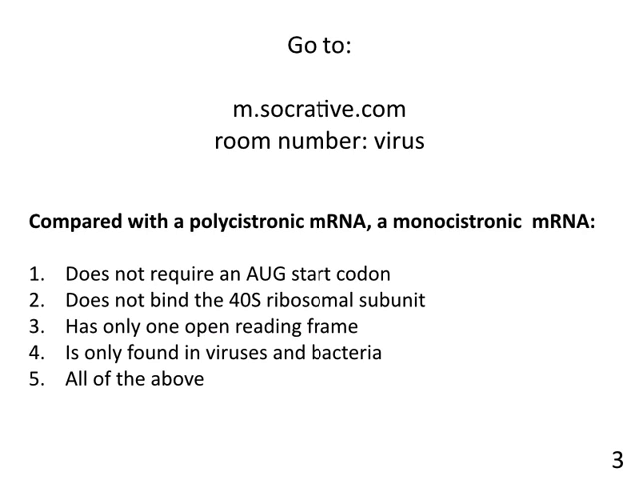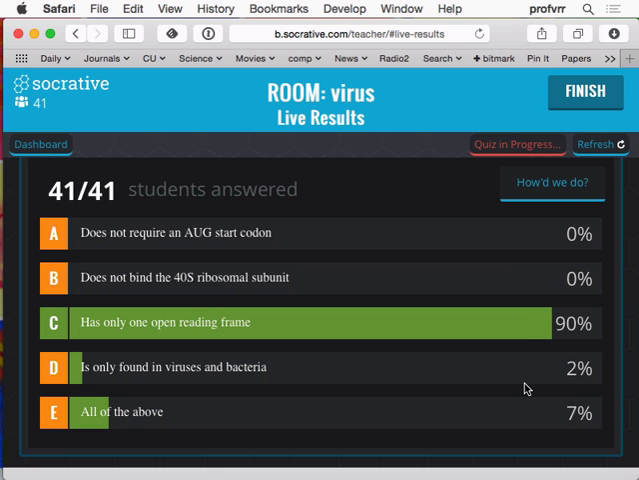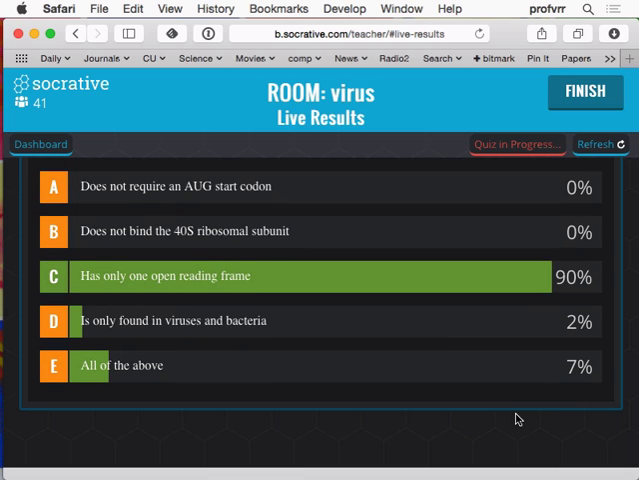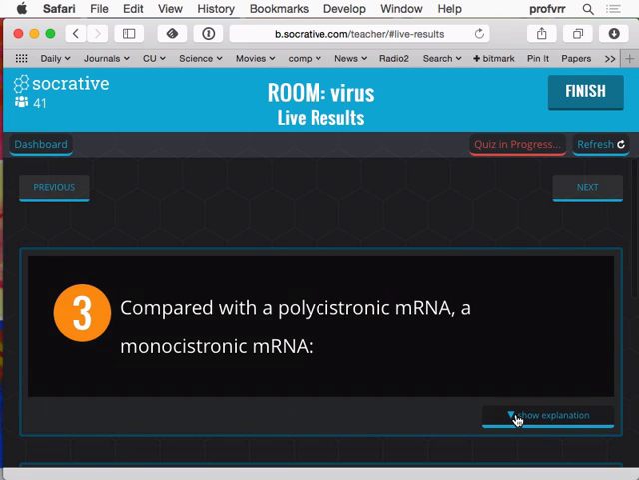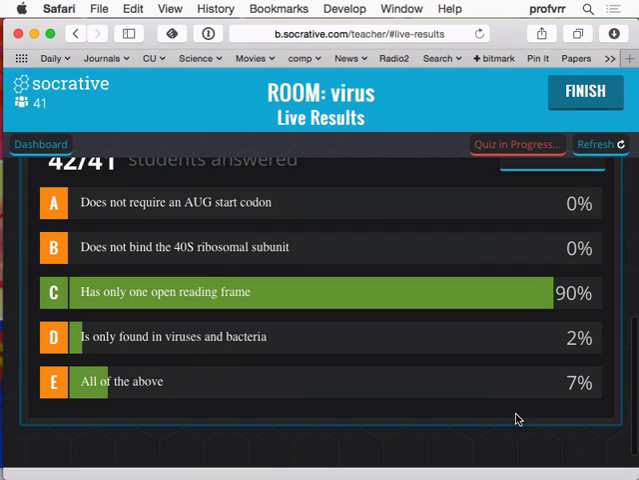All right, next question is, compared with a polycistronic mRNA, a monocistronic mRNA: 1, does not require an AUG start codon; 2, does not bind the 40S ribosomal subunit; 3, has only one open reading frame; 4, is only found in viruses and bacteria; 5, all of the above. 90% of you got the right answer, which is C, only one open reading frame. Some of you said only a monocistronic compared with polycistronic is found only in viruses and bacteria. It's not true. And of course, all of the above is not correct as well.